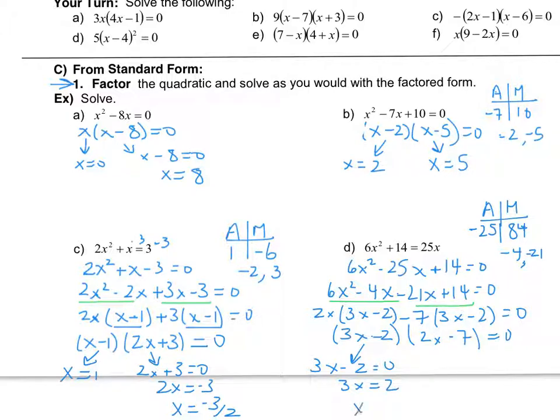Divide both sides by 3. X equals 2/3. So I'm squeezing them. I'm kind of skipping a couple of steps here, but I'm saying them out loud. I'm going to add 7 to both sides, so I get 2x equals 7. Divide both sides by 2, and we get x being equal to 7 halves.